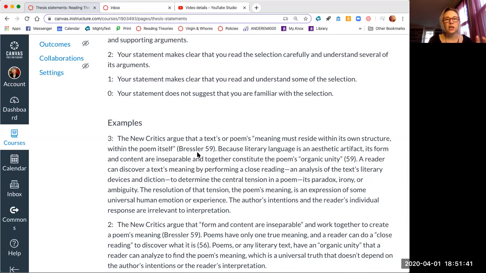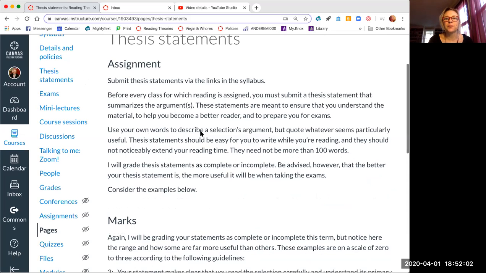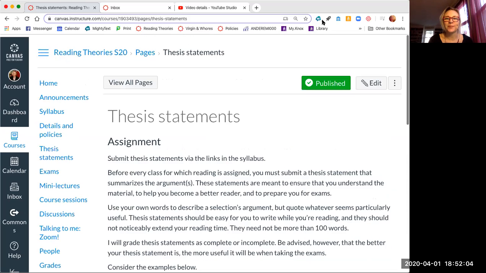All right, if you have any questions, I'm just going to remind you for the 4th time that you need to do a thesis statement for Shklovsky, which I'm going to talk about separately. And for this chapter on formalism that incorporates both new critics and Russian formalists, which might be harder or easier than the examples here. Okay. Bye.